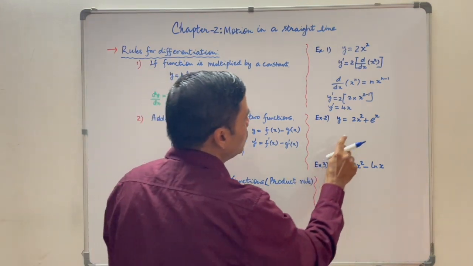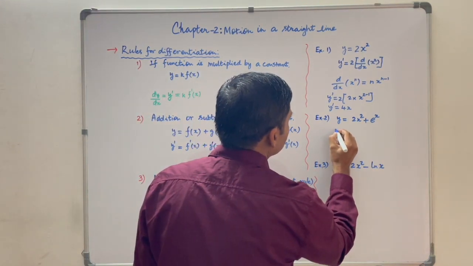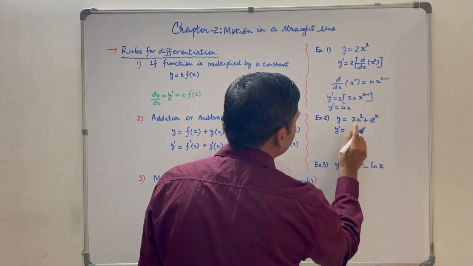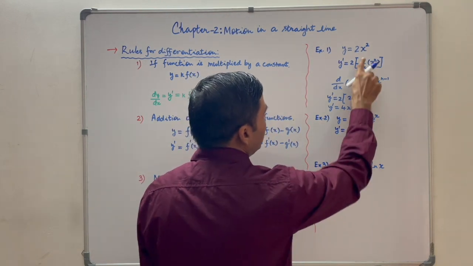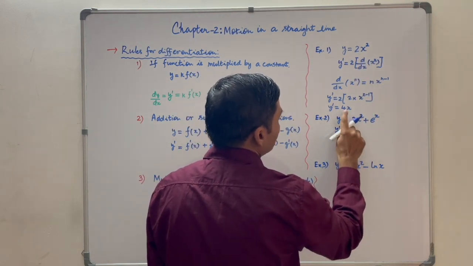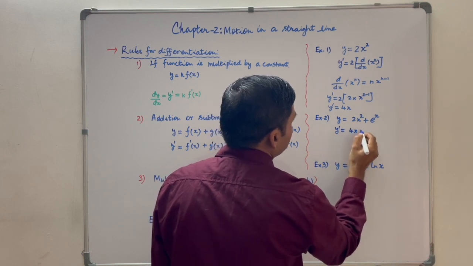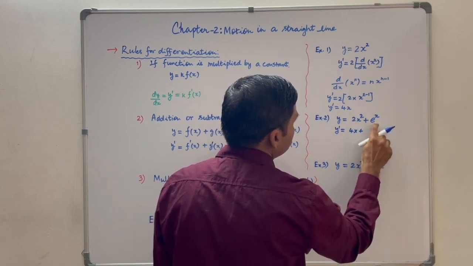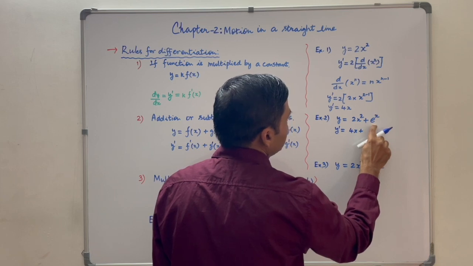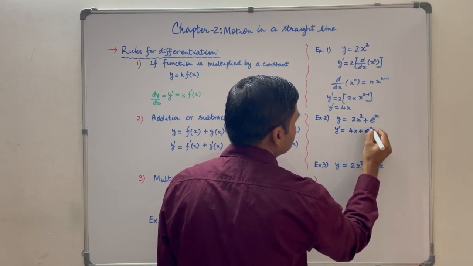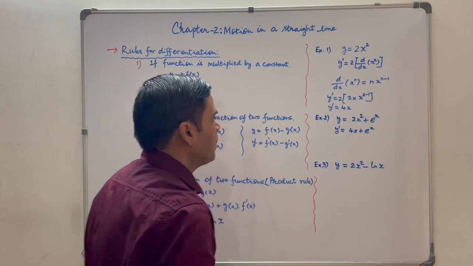y = 2x² + e^x. Then y' will be the derivative of this function, which is 4x, plus the derivative of this function, e^x. You know d/dx of e^x is the same as e^x. So this is the answer.